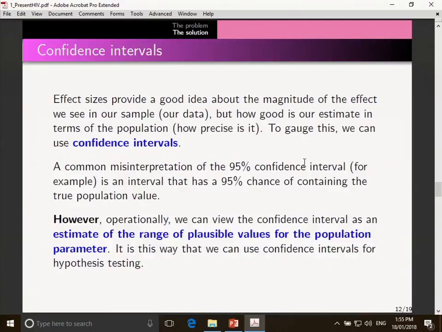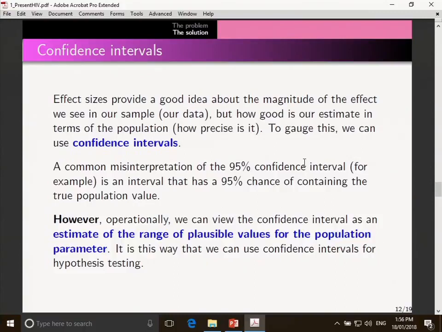So an odds ratio, for example, we need a little bit more. We need to say, is it a good estimate? Is it a good estimate of reality? So to gauge this, we will use confidence intervals. So a common misinterpretation of the confidence interval, and I find I do this myself even actually, is that a confidence interval has a 95% chance of containing the true population value. Strictly speaking, that is not true. It has a 100% chance or it has a 0 chance of containing the true effect. But it is still a useful analogy.